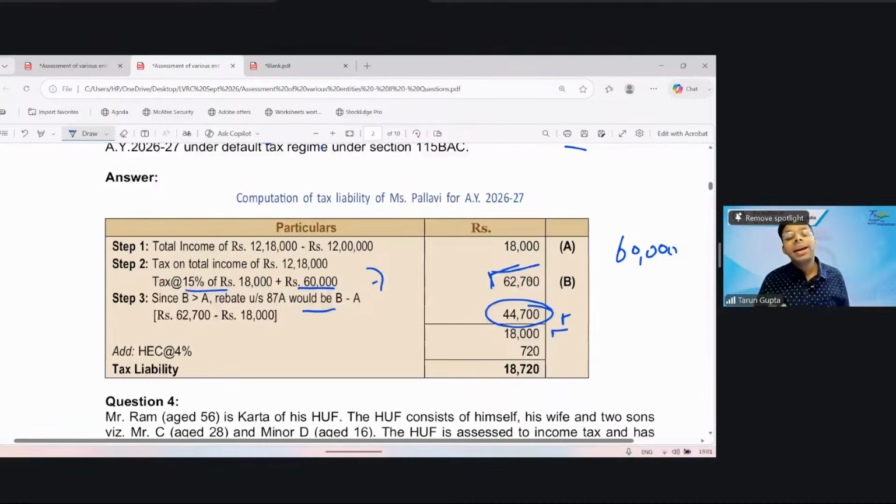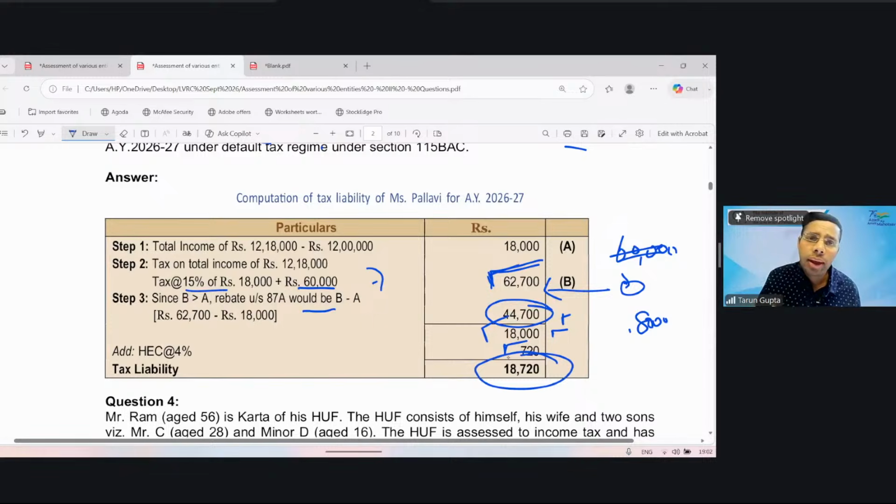So what does the rebate say? Tax on additional income cannot exceed the additional income. So the additional income is only 18,000, so the tax cannot exceed 18,000. The tax on 12 lakh is nil because of rebate, and tax on 12 lakh 18,000 is 62,700. So this additional tax, 62,700, cannot exceed the additional income of 18,000. The difference shall be the rebate. So my tax liability shall only be 18,000, which shall be increased by cess of 4%. The total tax liability shall be 18,720.